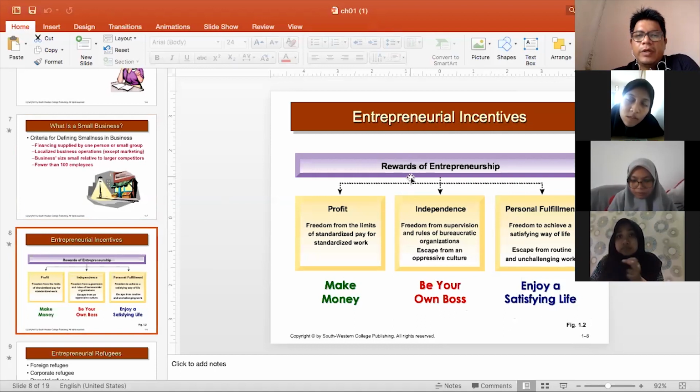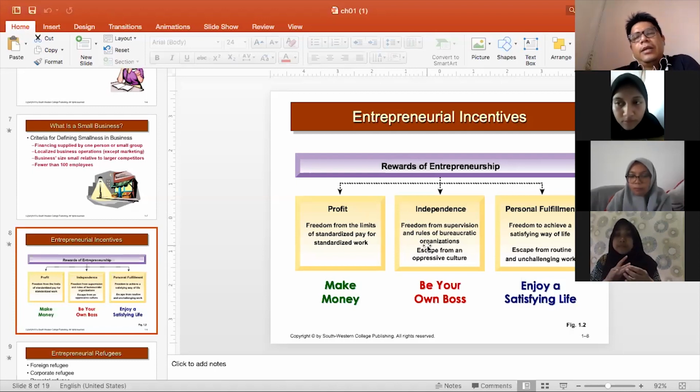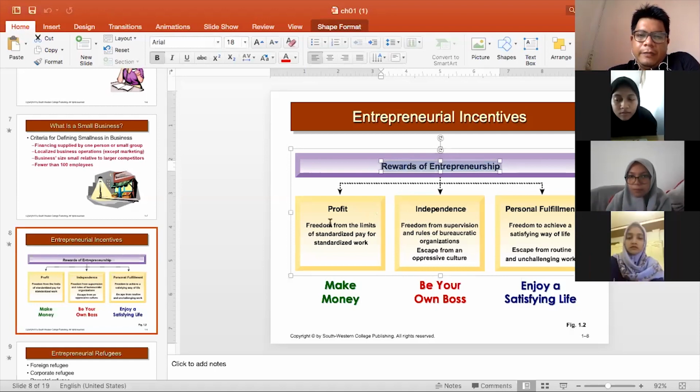Entrepreneurial incentive. This is what actually makes them choose to be an entrepreneur. It's the motivation for someone who wants to know why other people enter a business as an entrepreneur. Rewards of entrepreneurship. First one is making money, of course. Freedom from limits of standardized pay for standardized work.